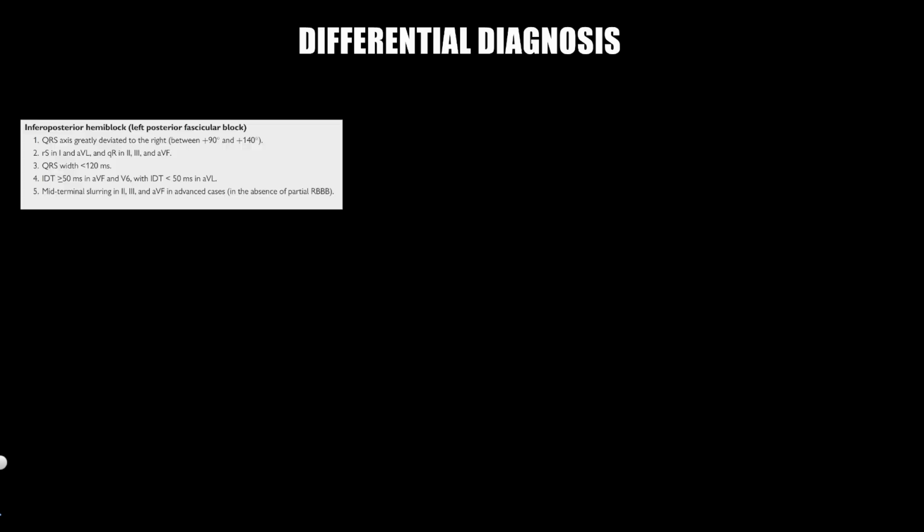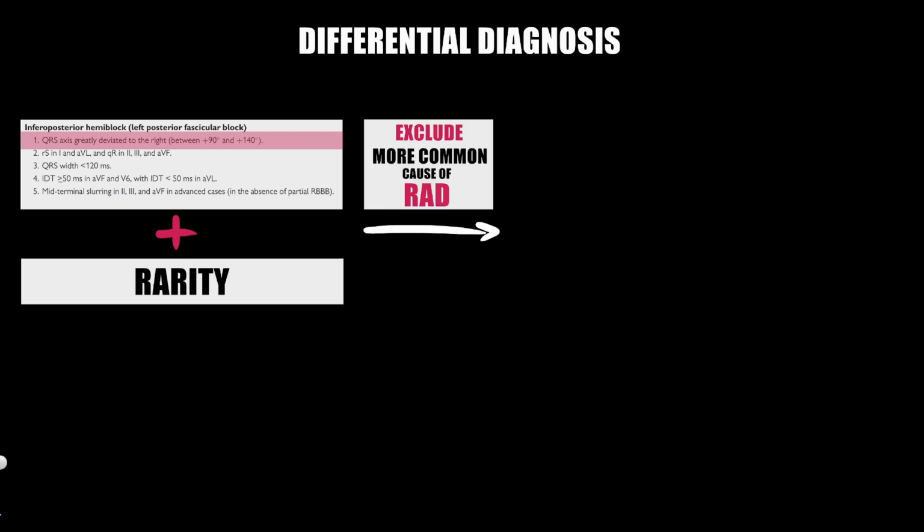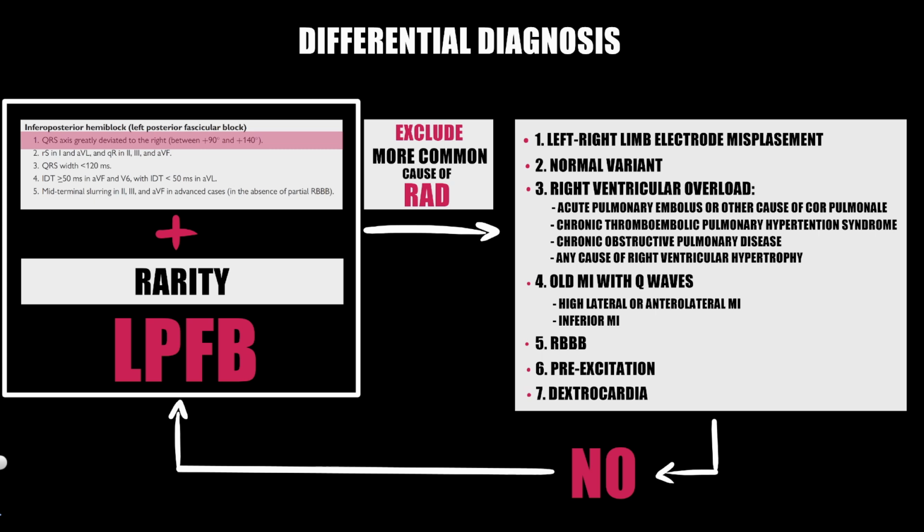According to the criteria of left posterior fascicular block, and especially right mean QRS axis deviation, and rarity of left posterior fascicular block, to avoid misdiagnosis, you need to exclude more common causes of right mean QRS axis deviation, which includes left-right limb electrode misplacement. Sometimes right axis deviation is a normal variant, all causes of right ventricular overload and hypertrophy, all myocardial infarction with Q waves, right bundle branch block, pre-excitation syndromes, and dextrocardia. As a result, left posterior fascicular block is a diagnosis of exclusion.